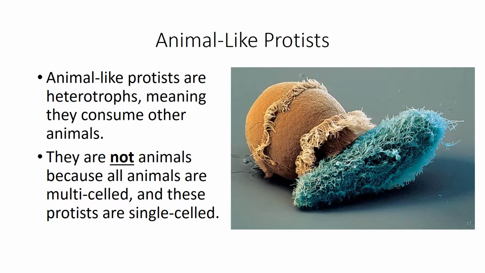The animal-like protists are heterotrophs. Hetero meaning other, and troph meaning food. So their food comes from other sources. They eat things. They consume other creatures. They are not animals, though, because all animals are multicellular, and these protists are single-celled. So they're not actually animals. They just have some similarities to animals.